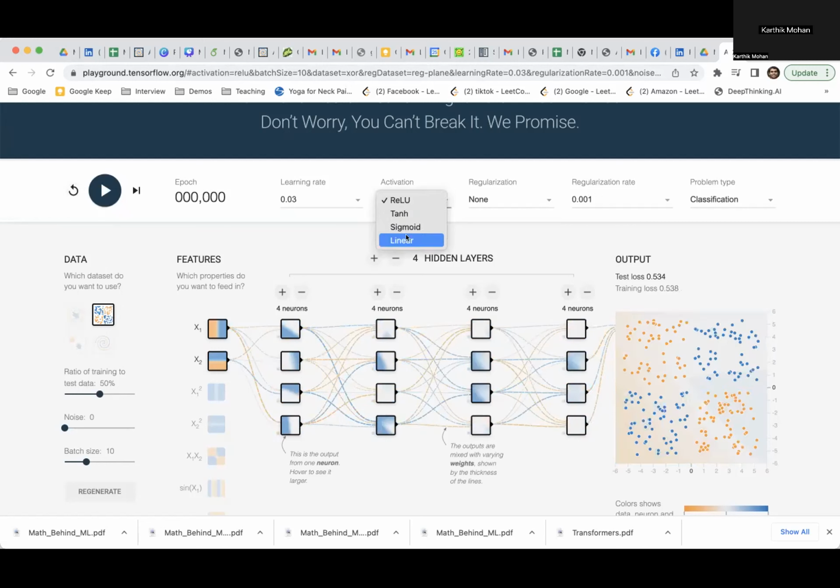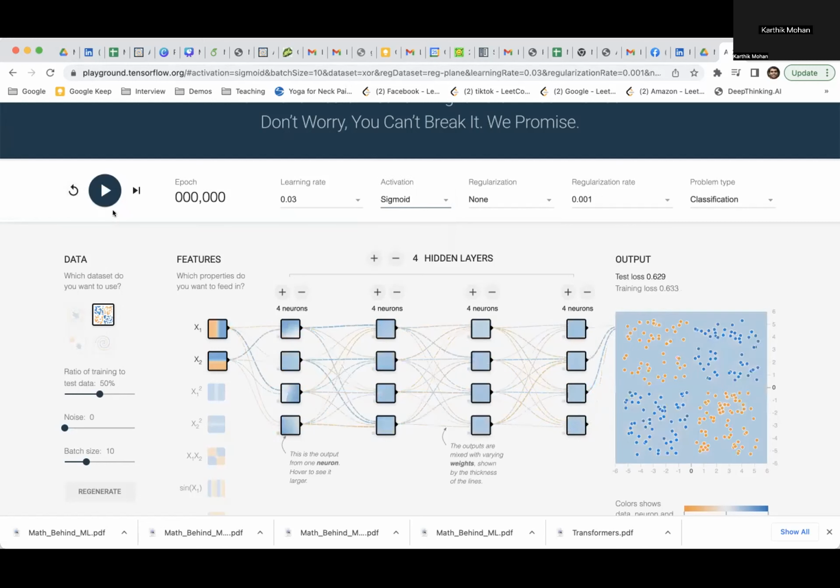Now let's change it to sigmoid. We'll see why sigmoid is not so good. Okay, yeah. So you look at the train and test loss here. It's 0.5. It's kind of flattened out. It's not making progress. So it's a bad activation function. Sigmoid is a bad activation function for hidden layers, right? So we're going to switch back to ReLU.